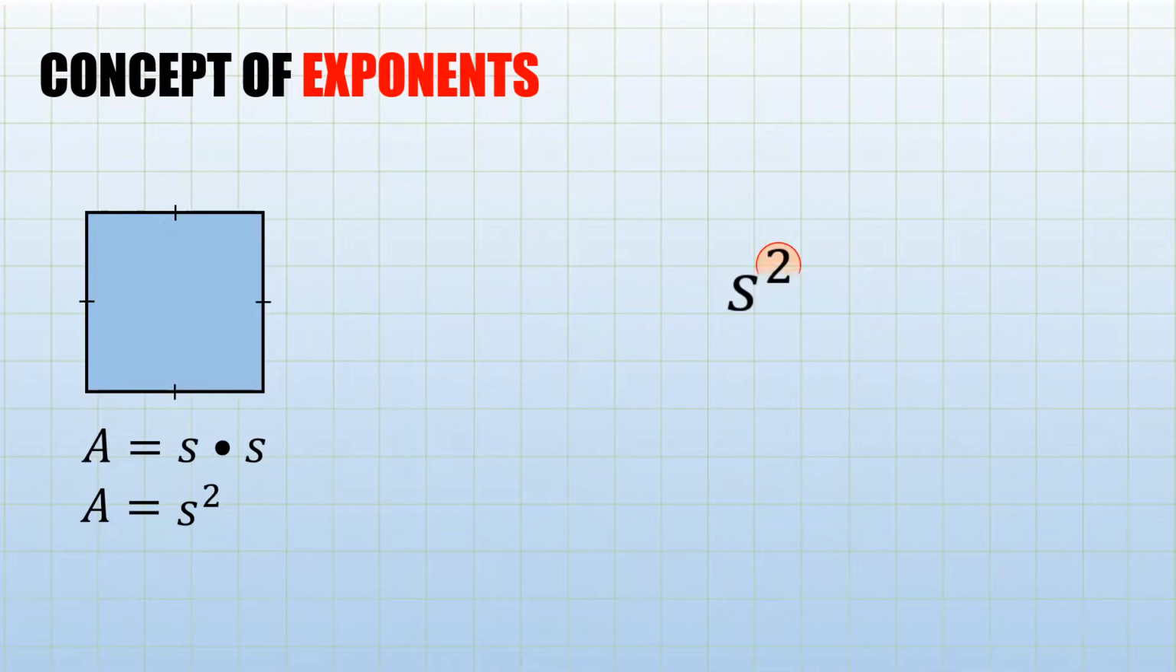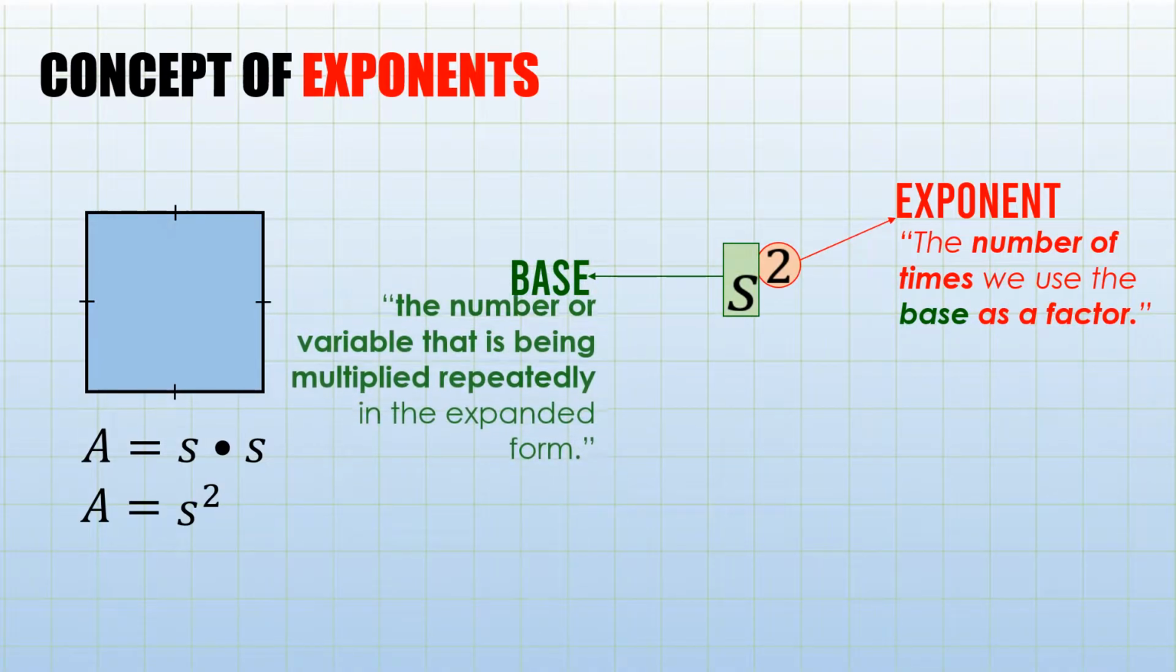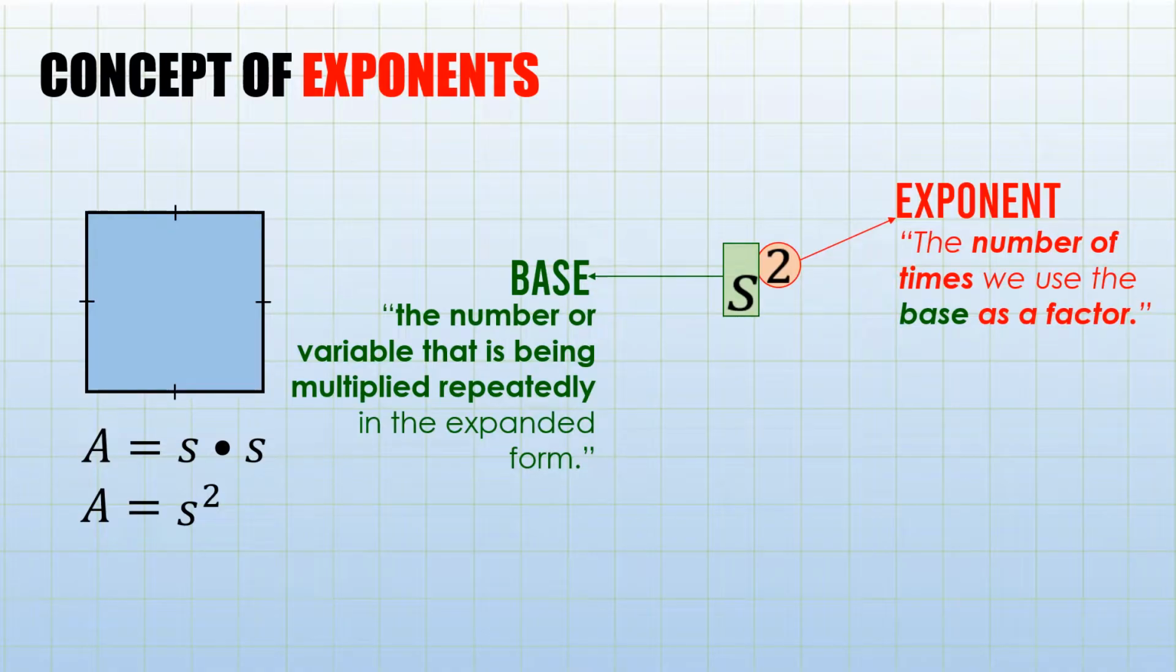Now, 2 here, which is written on the upper right side of S, is what we call exponent. Exponent is the number of times we use the base as a factor. And actually, base here is S. Base is the number or variable or combination of both that is being multiplied repeatedly in the expanded form.